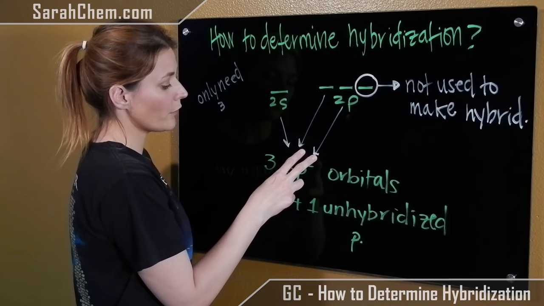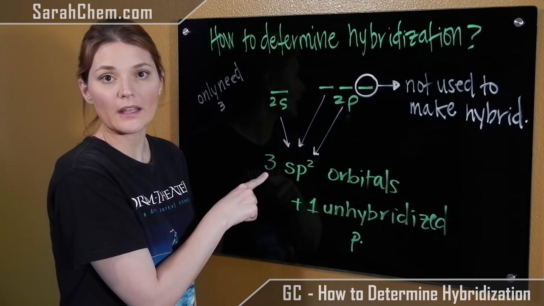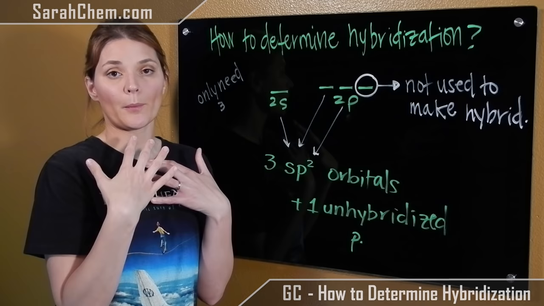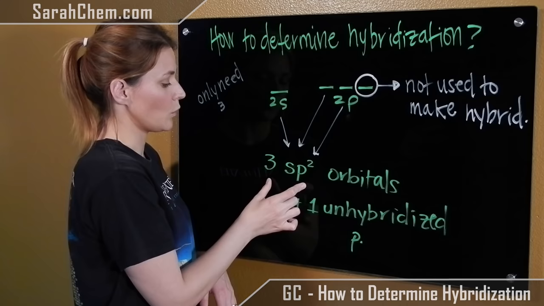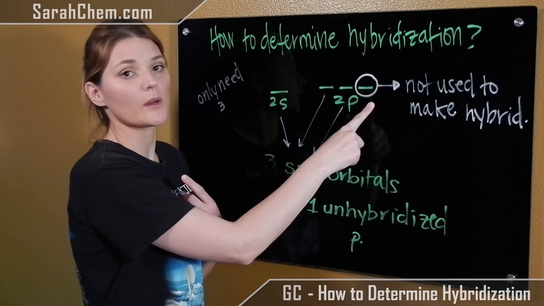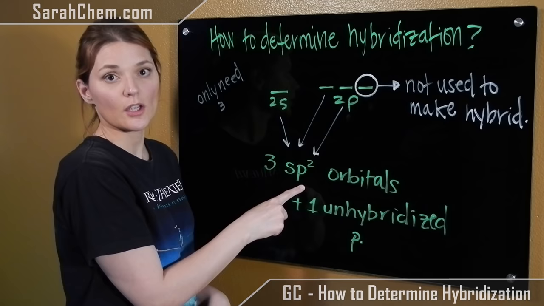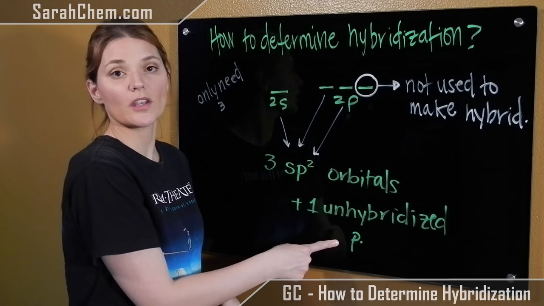We're going to get out 3 sp2s. However many atomic orbitals you throw in, that's how many hybrid orbitals you're going to get out. I have 3 orbitals here, so I have 3 hybrids coming out as well. So we have 3 sp2 orbitals, plus, don't forget, we did have a third p and we didn't use it. So overall, for both oxygen and carbon, they're going to be sp2 hybridized with 3 hybrid orbitals and 1 unhybridized p. And that unhybridized p will be used to make the pi bond.